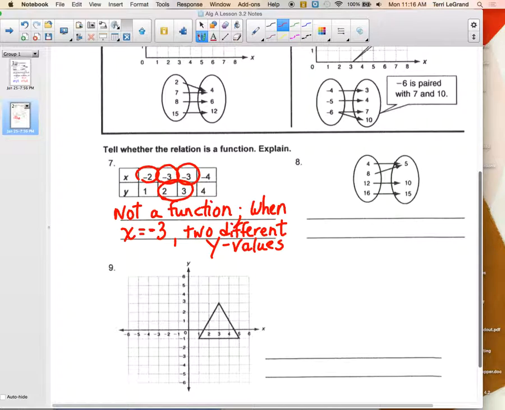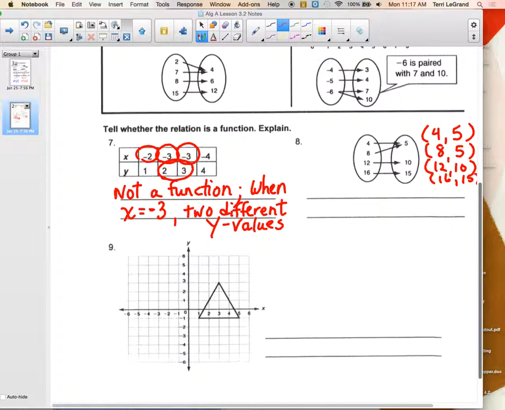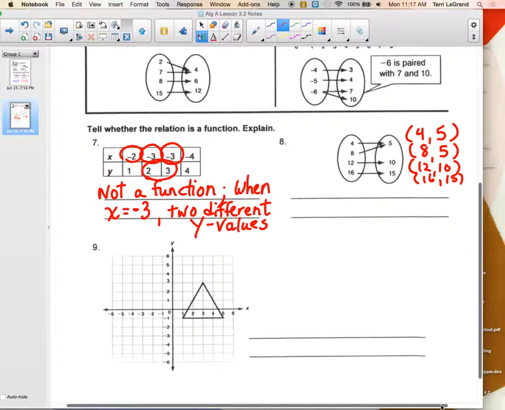Okay, when x is 4, what's y? 5. Okay, let's write those ordered pairs over here so we can have a look at them. We got ordered pair 4, 5. What other ordered pair is in that mapping diagram? 8, 5. When x is 8, it also has a y value of 5. Okay, how about another ordered pair? 12, 10. And we have one more ordered pair, and there it is. 16, 15.